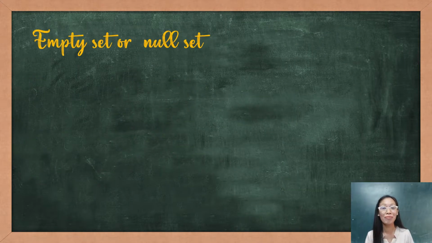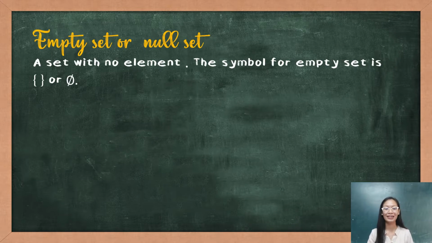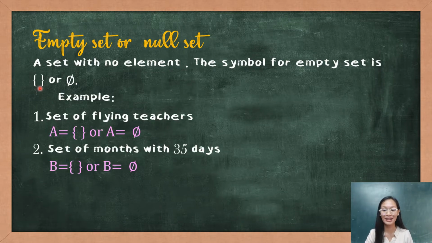Eto, empty set or null set. A set with no element. Another term for an empty set is a null set. Pareho lang yan sila, class. Ito yung symbols na sinabi ko kanina. Yung symbol for our null set. At saka you may write the close and open braces.